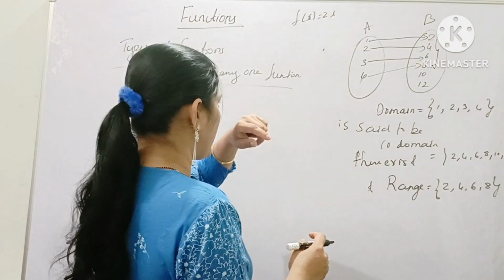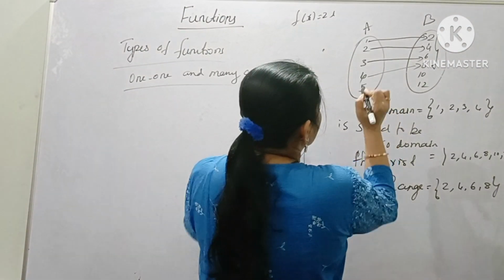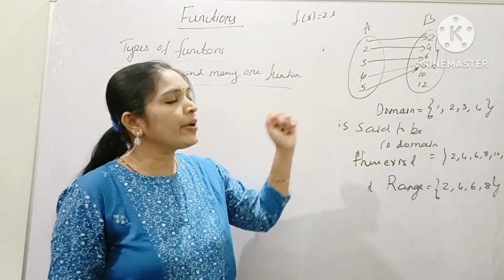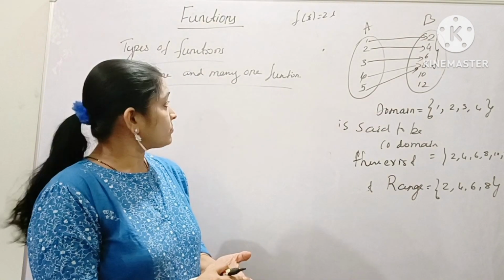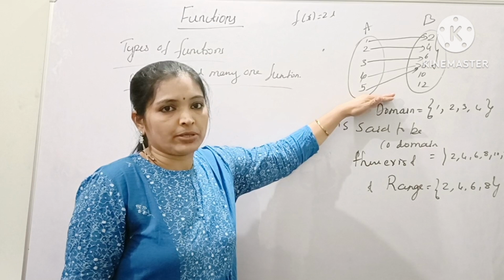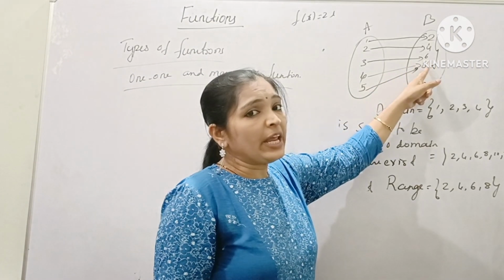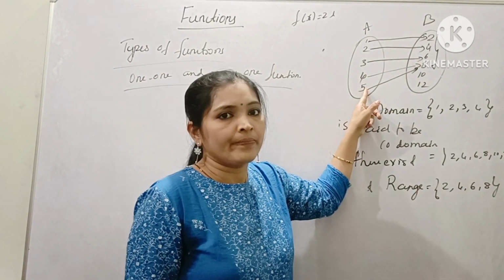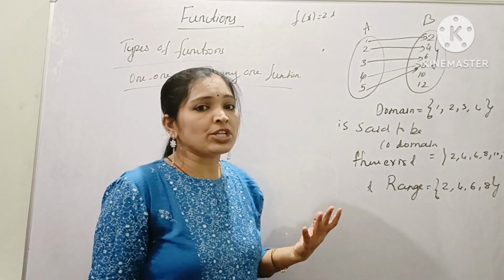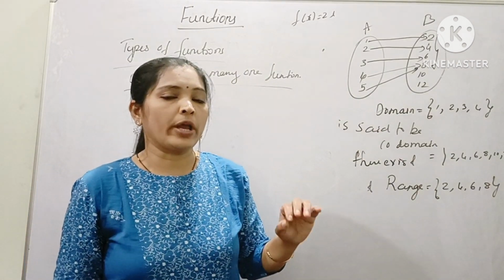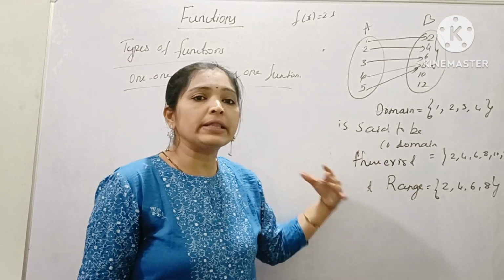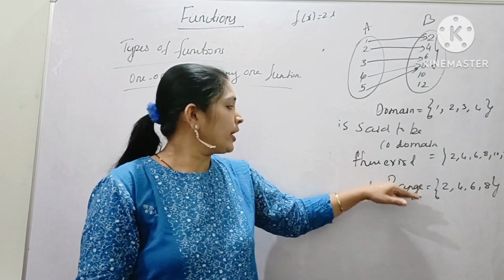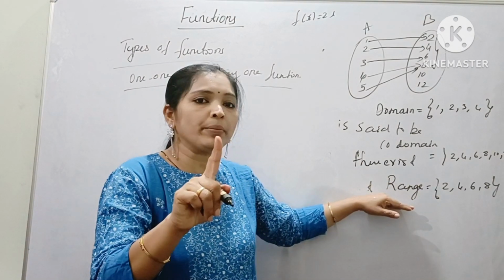Suppose I write here, it is a function, right? It is also a function. But it is not one-one, because the pre-image 8 has two images, 4 and 5. So what is a one-one function? Every element of the range has only one pre-image. Every image has only one pre-image.